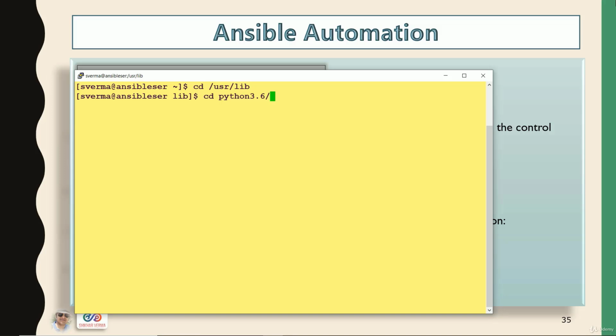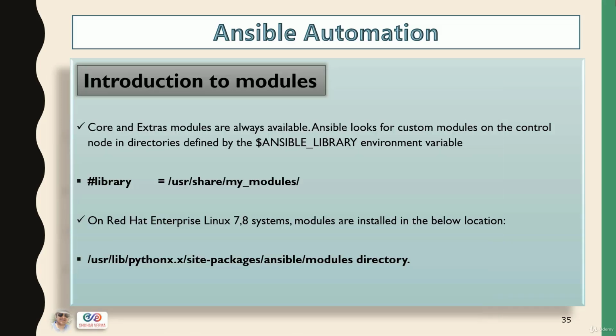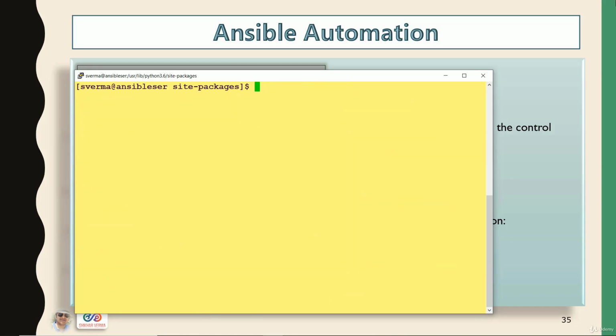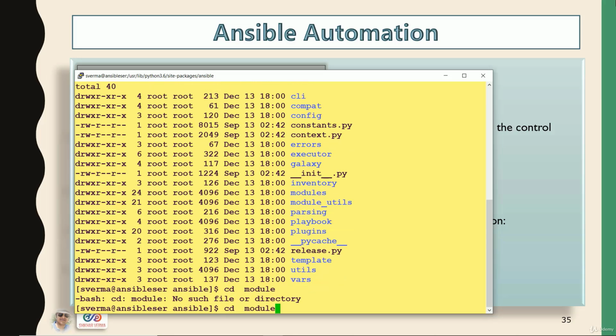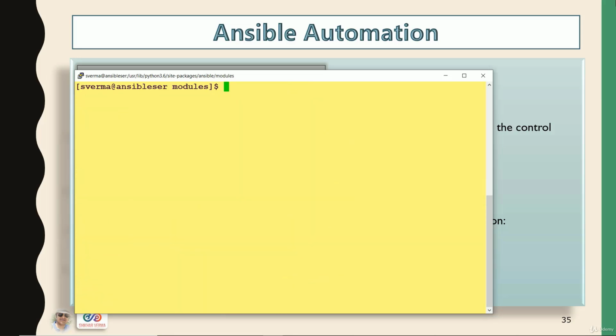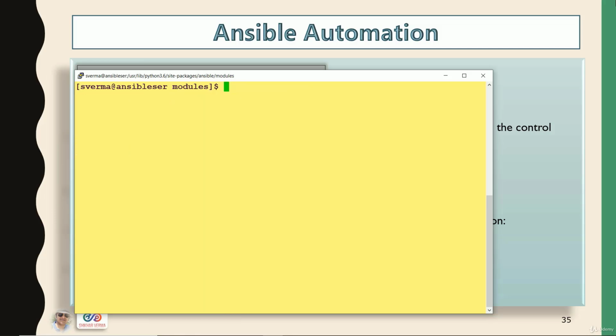In RHEL 8 we have Python 3.6, and here you have to go inside this one, and a lot of directories are there. You have to go inside Ansible, and again you can see a lot of directories, and you have to go inside the modules. Okay, and I'm on this location. Here you can see a lot of modules are there. So this is the location where we have all the core and custom modules.